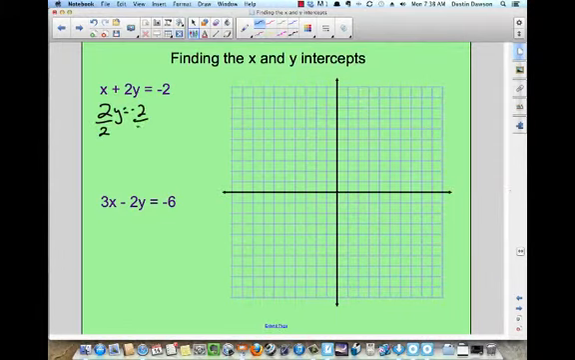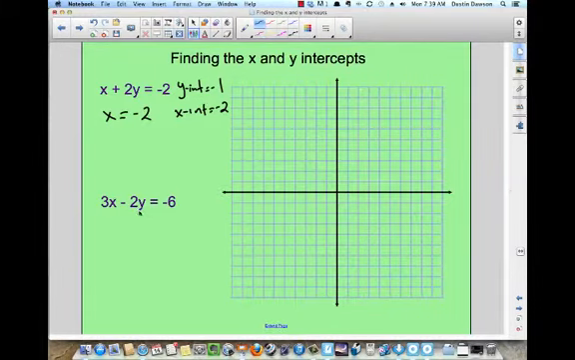Still solve the equation, divide both sides by 2. y equals negative 1. So my y-intercept is negative 1. And to find the x-intercept, y is 0. So that makes 2 times 0, which is just 0. x equals -2. So my x-intercept equals -2. So it's really fast then, and we don't have to worry about doing much math at all.